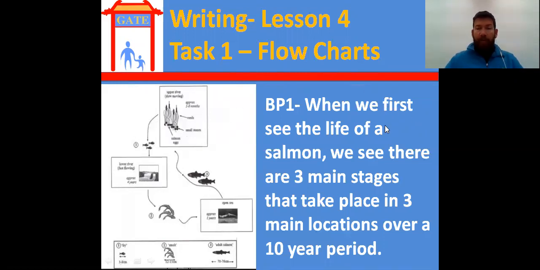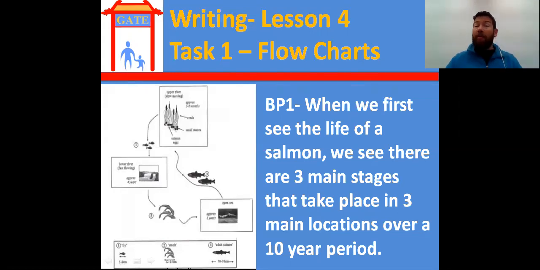Okay, so when we first see the life of a salmon, we see there are three main stages, 1, 2, 3, that take place in three main locations, upper river, lower river, and open sea, over a period of 10 years, or a 10-year period. So you can see here we have 5 to 6 months, 4 years, and 5 years. So I'm just saying 10 years because we're not going to say 9 years and 5 to 6 months. That just would not be natural there. Okay, over a 10-year period.